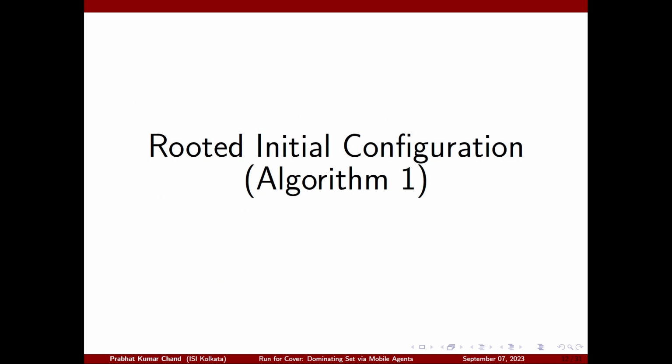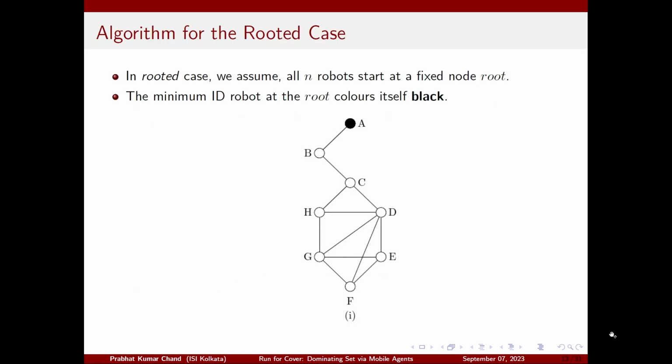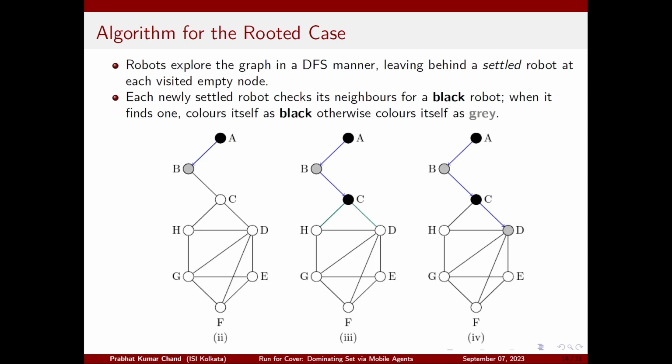First, let's get started with the rooted initial configuration. In the rooted case, we assume that all the n robots start at a fixed node called the root. In the given figure, we consider A to be the root where all the n robots are initially residing. The minimum ID robot at the root first settles down and colors itself black. Then the robots explore the graph in a DFS manner, settling a robot at each empty node one by one and coloring itself gray or black.